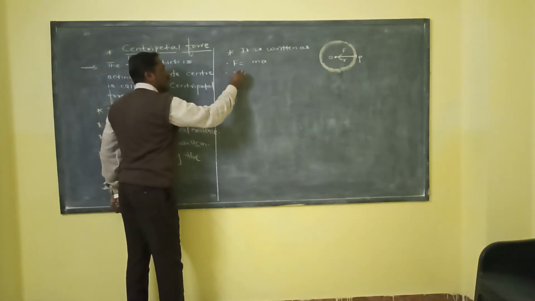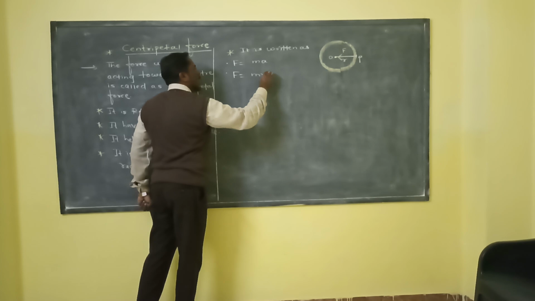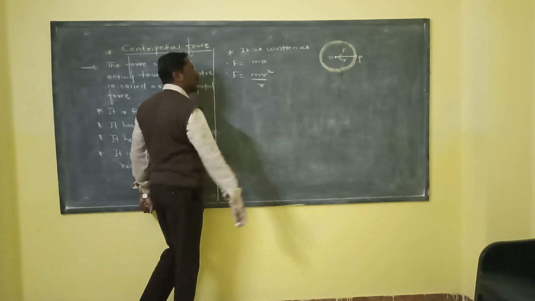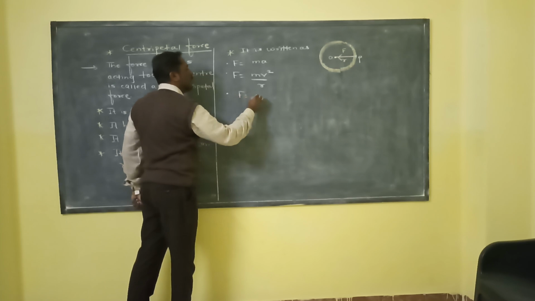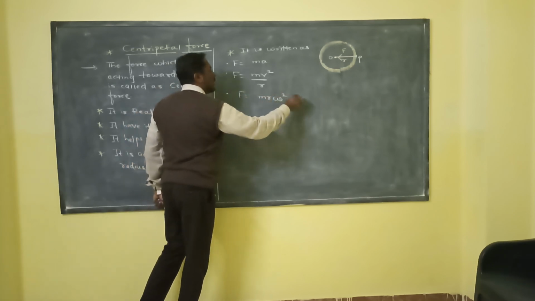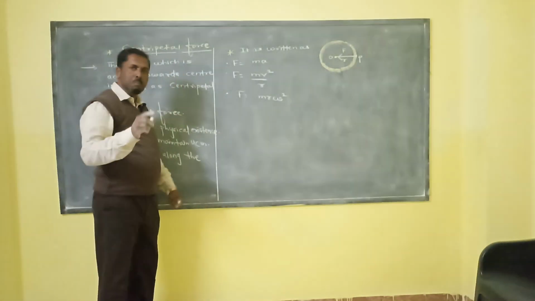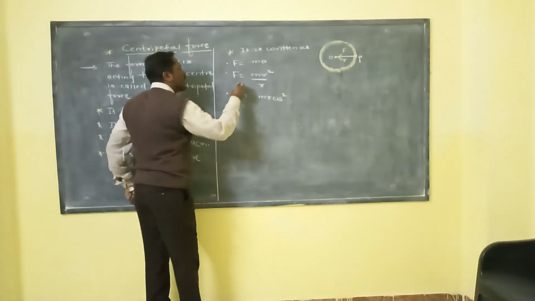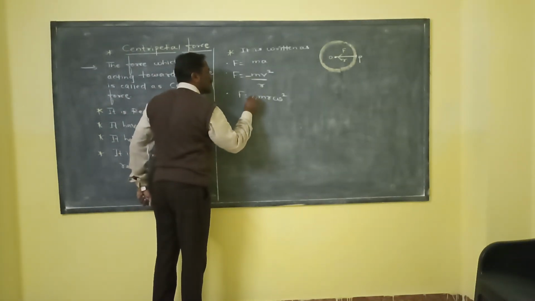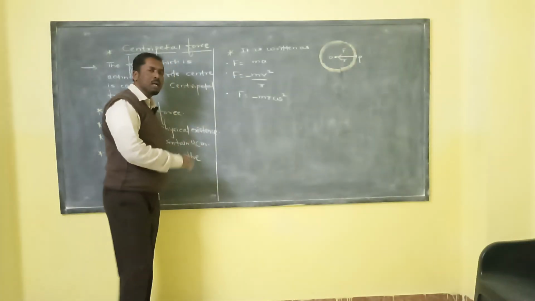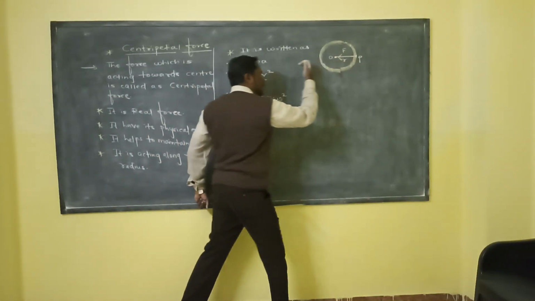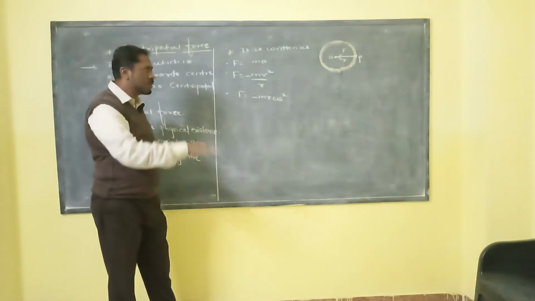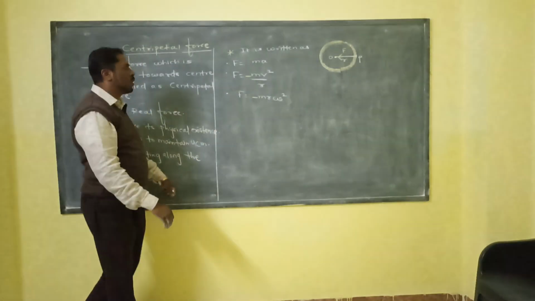Sometimes it is written as F is equal to mv square upon r, also written as F is equal to mr omega square. But the main thing is that each and every time we are representing the symbol minus. Why? Because it is the force acting towards the center. That's why the negative symbol is there.